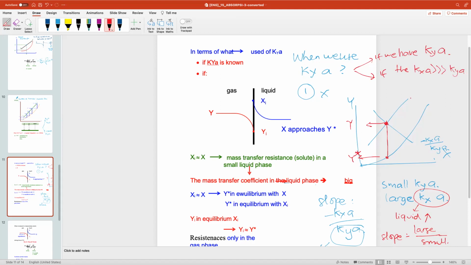If you have a large resistance in your mass transfer coefficients, then you can use this approach. But if, let's say, the KYA and KXA are quite similar, with a number you can divide it and make your slope. Usually in the exam there would be all those types.